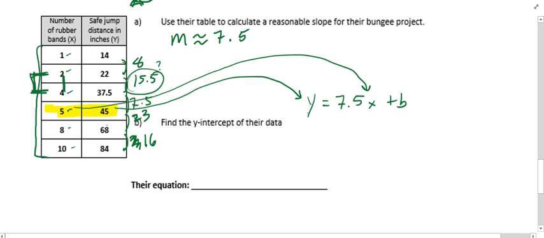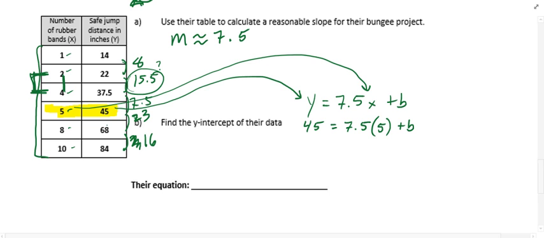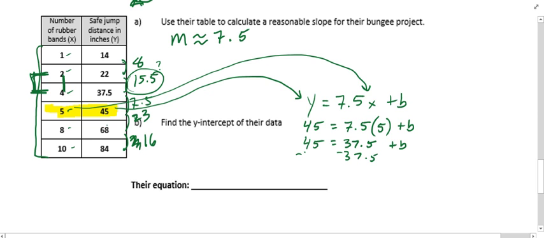So we've got 45 equals 7.5 times 5 plus b. That's just substituting in x and y. That's why you have x and y, is to plug them in. 7.5 times 5, I'm getting my calculator. 7.5 times 5, 37.5. Interesting. 45 equals 37.5 plus b. Subtract 37.5 on both sides. It's just an equation like we've done so many times. You guys know how to do this.